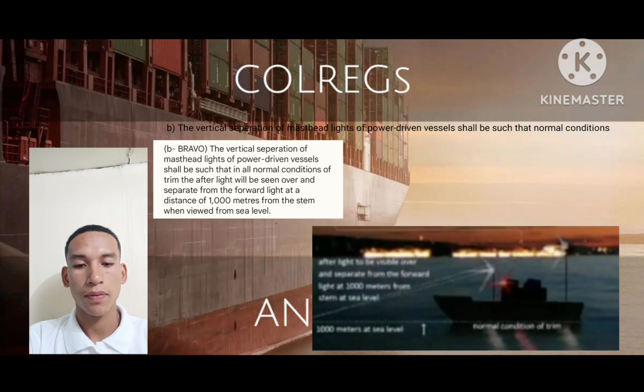B is for Bravo. The vertical separation of masthead lights of power-driven vessels shall be such that in all normal conditions of trim, the after light will be seen over and separate from the forward lights at a distance of 1,000 meters from the stem when viewed from sea level.